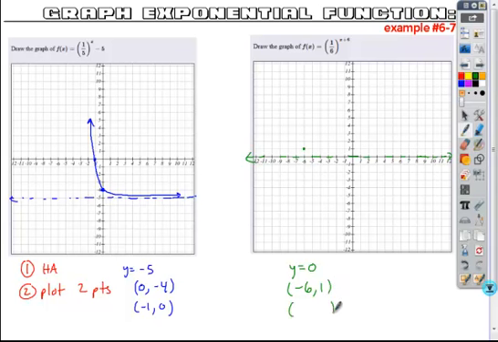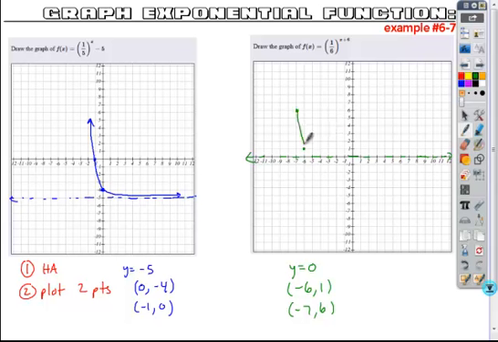And now are we moving to the left or to the right? Because the base is less than 1, we're going to move to the left. So we go 1 to the left, which is -7. And we plug that in. So -7 plus 6 is -1. 1/6 to the -1 is what? 6. So I'm going to plot that point here.